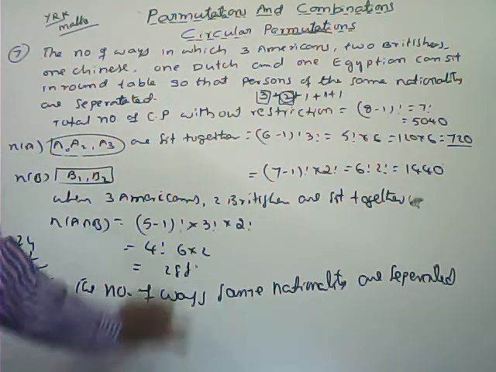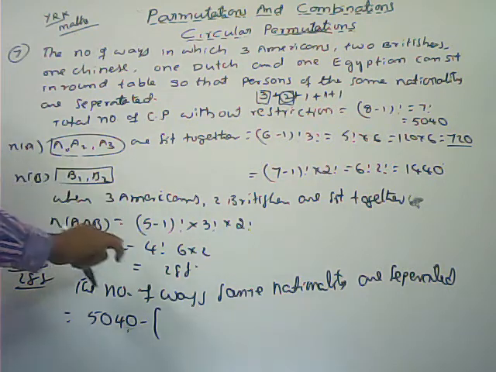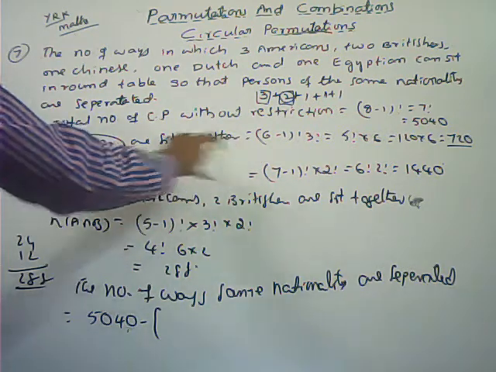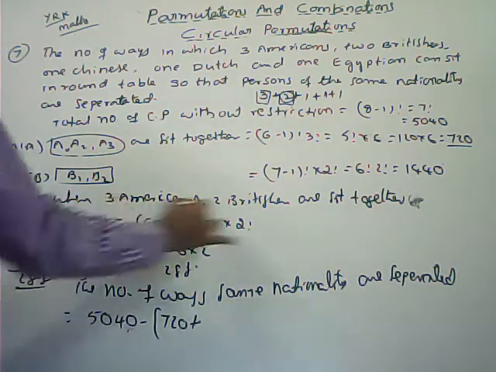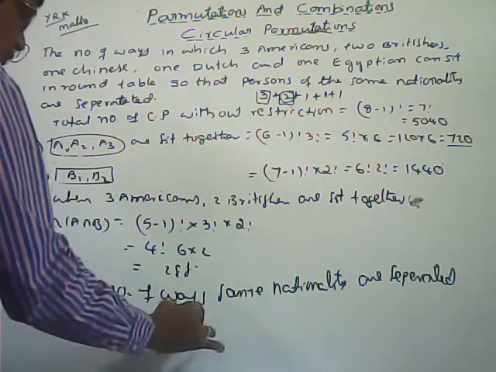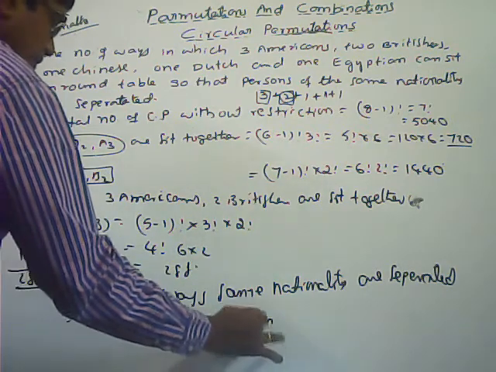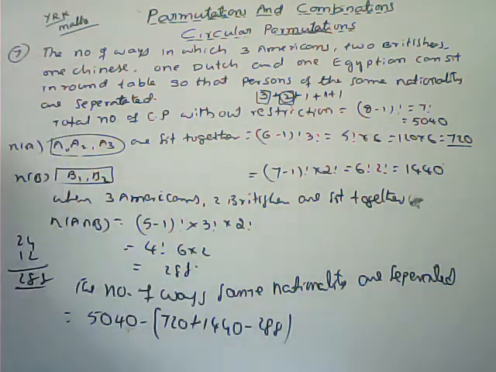Next you can write N of A plus N of B minus N of A in section B. N of A, that is 720, plus N of B, 1440, minus N of A in section B. If I simplify this one, we can get 3168. In that case, same nationality are separated.